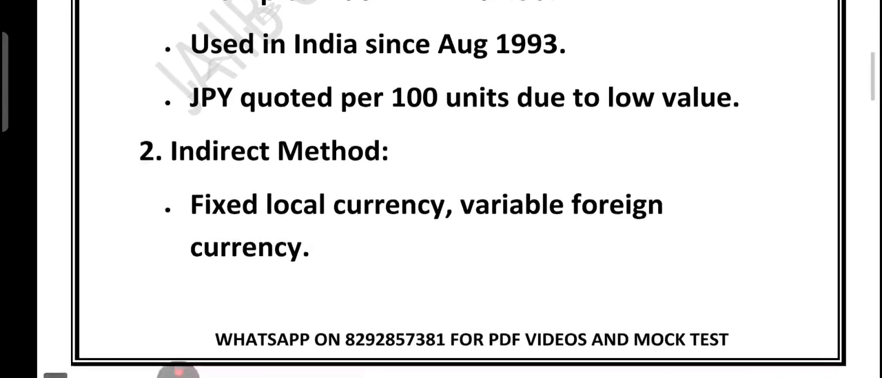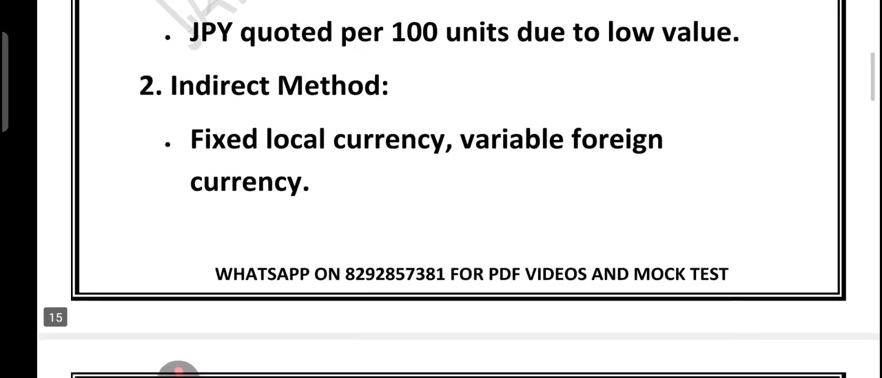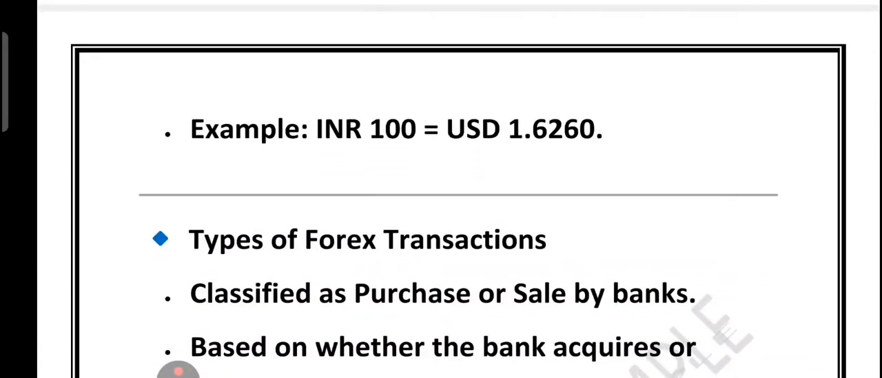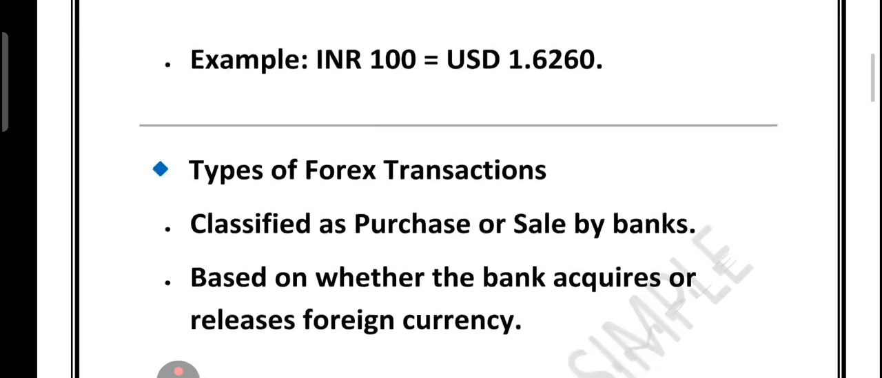Then we have the indirect method, indirect quotation. Here our local currency is fixed and the foreign currency is variable. For example, suppose I say 100 INR is equal to $1.6260. So these are the two kinds of quotation that we have.